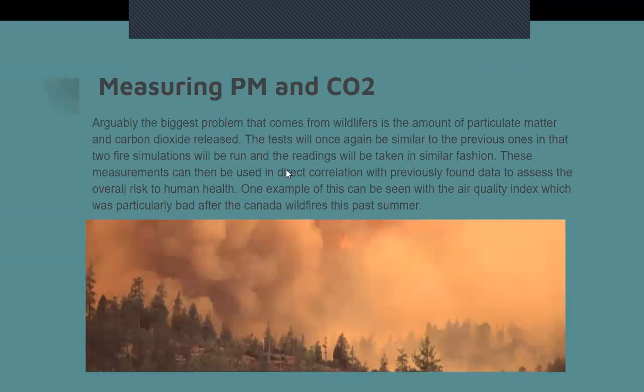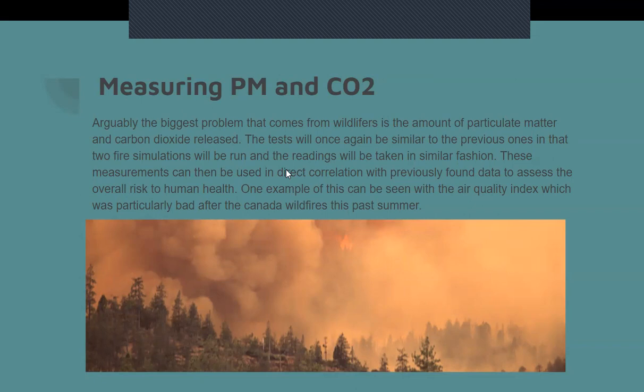The final test, and arguably the biggest test that we will have to run, is the problem that comes from wildfires with the amount of particulate matter and carbon dioxide that is released. These tests will once again be similar to the previous ones for the oxygen test and the ozone test, in that we will run 2 fire simulations of differing sizes, and the readings will be taken in similar fashion. One time before, one time during, one time immediately after, and one a year later.